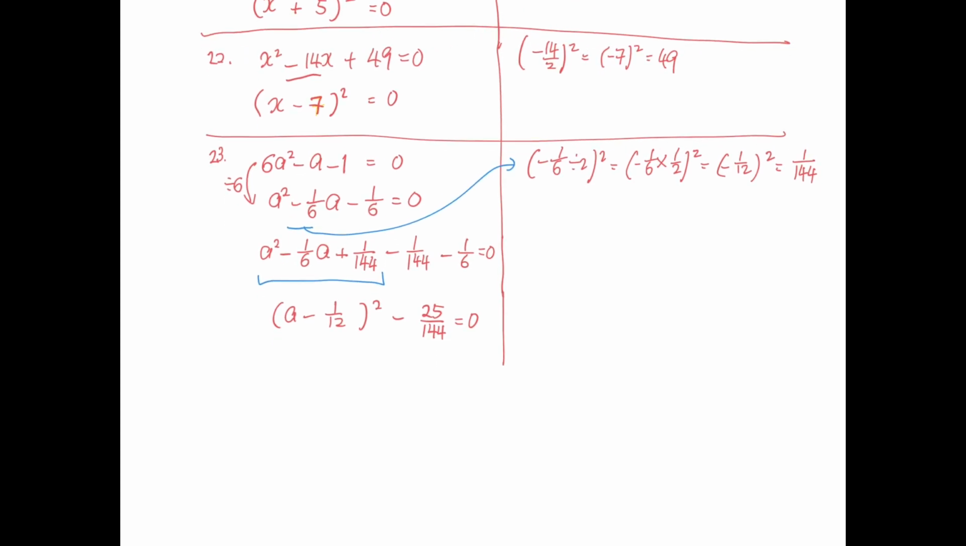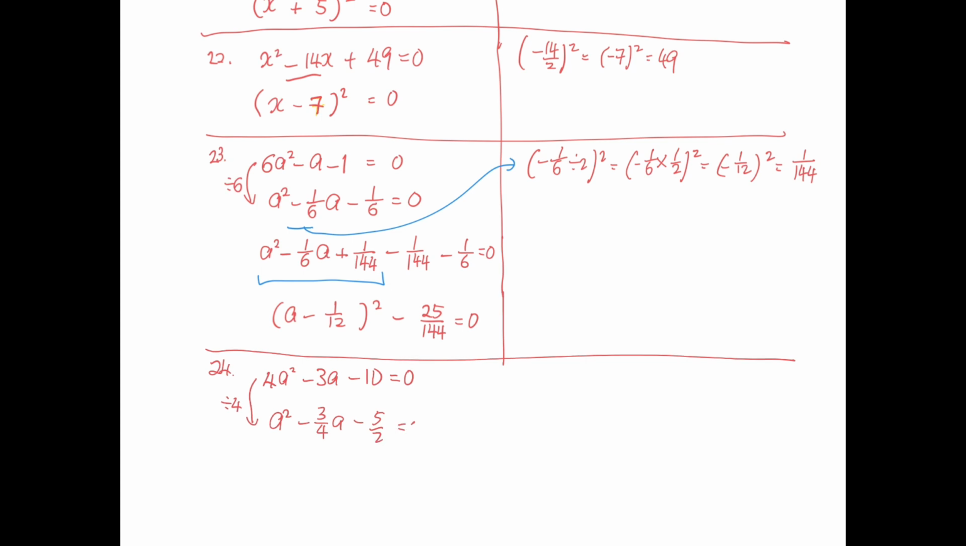And question 24. So we have 4a squared minus 3a minus 10 equal to 0. So we divide by 4. Divide by 4, so we get a squared minus 3 over 4a. 10 divided by 4 is minus 5 over 2.